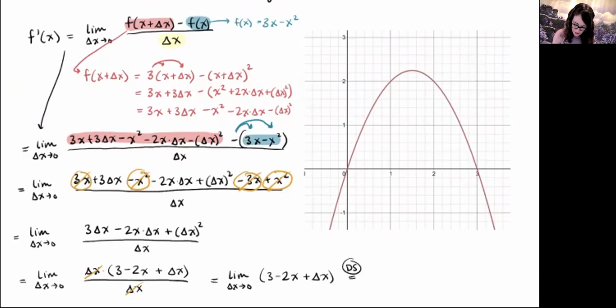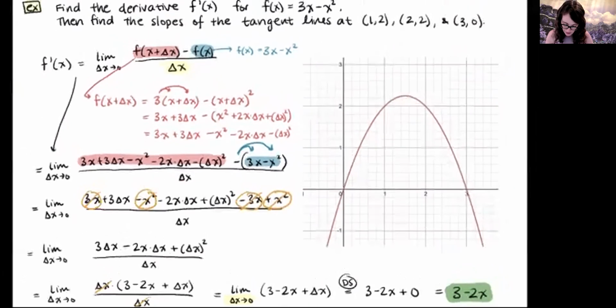Remember what we are doing with direct substitution is we're letting delta x, that whole symbol that's two things together, or h, approach 0. So we just plug in a 0 for delta x. And so we find that our derivative for our function that we started with is 3 minus 2x. All right, so here is f prime of x for the function that we started with. Remember that this is the slope of the tangent line to the original function, to 3x minus x squared, at any x value that we might choose.